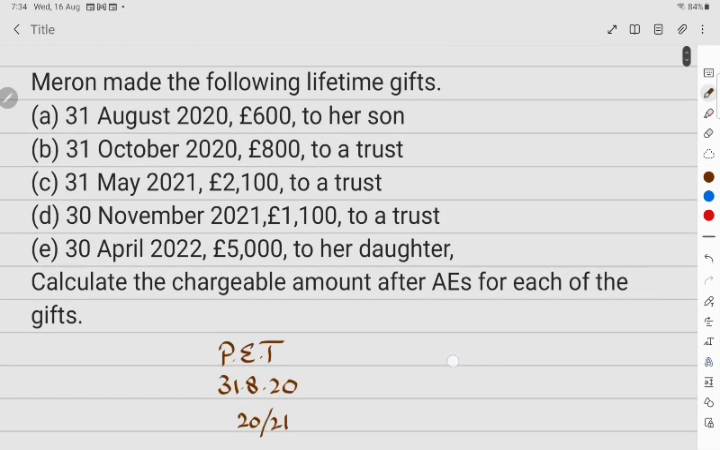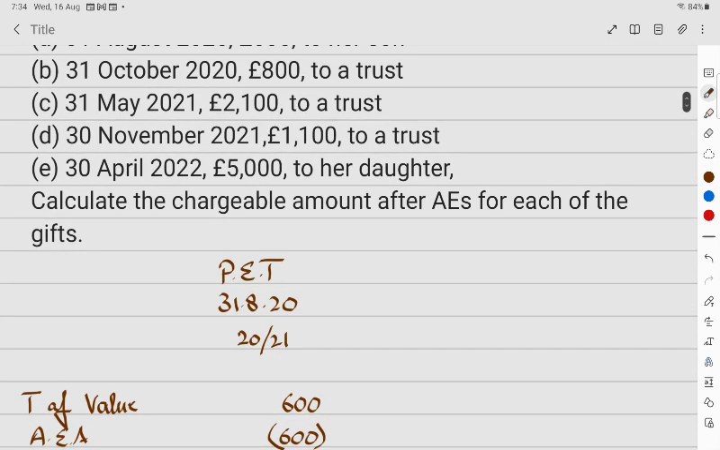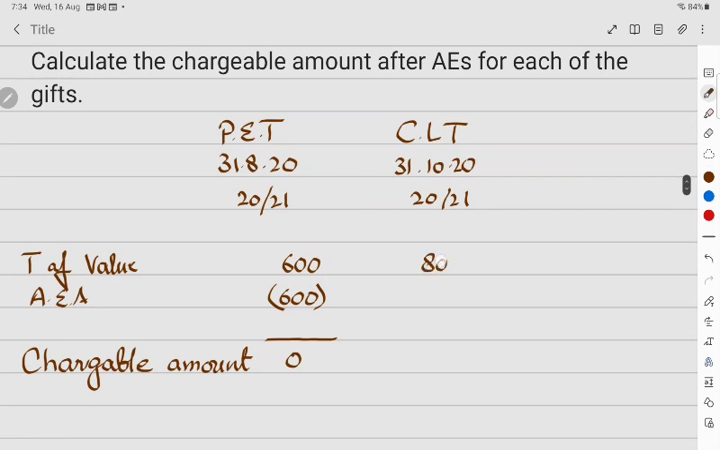Second gift is on 31st October 2020, 800 to a trust. So, again first we have to mention the type of gift, that is chargeable lifetime transfer. Date is 31st October 2020, again the tax year is 2021, transfer of value is 800, and as you know the annual exempt amount is 3000, and we have yet to utilize 600 out of 3000, remaining 2400 is available to be used. So, out of this 2400 you use 800 to make this chargeable amount again 0.